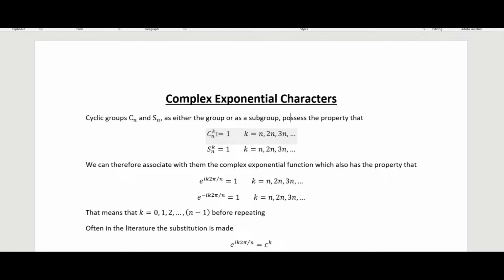possess the property that they will equal 1 when k equals some integer multiple of n. And that makes sense, because if you make a full rotation around your principal axis, then you get back to where you were, and that is the identity element. And that's why we can associate them with the complex exponential function, which also has the property that if we have e to the i k 2 pi over n, if k equals some integer multiple of n, then this will become equal to 1.